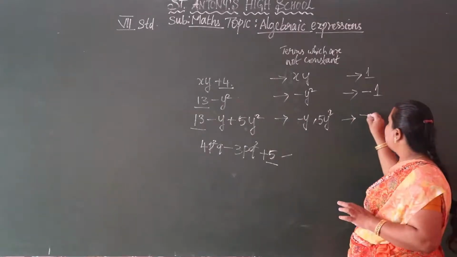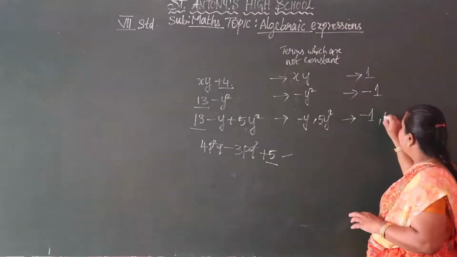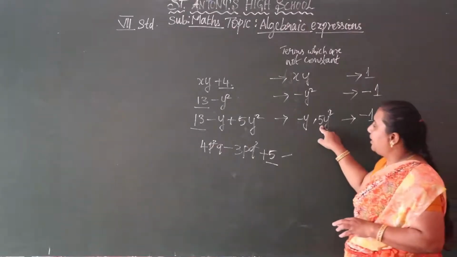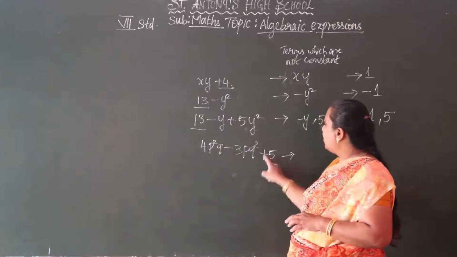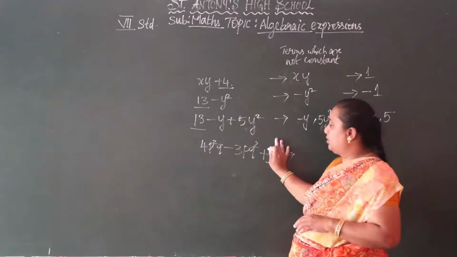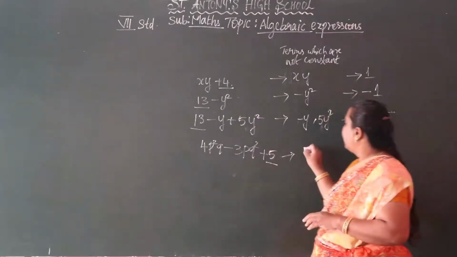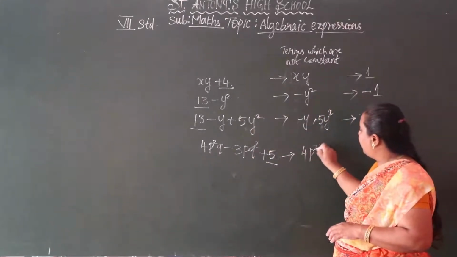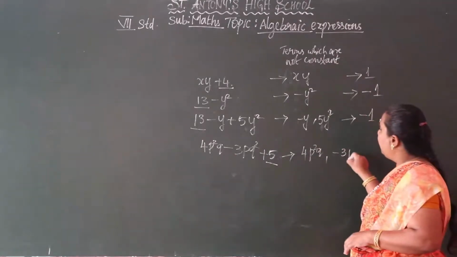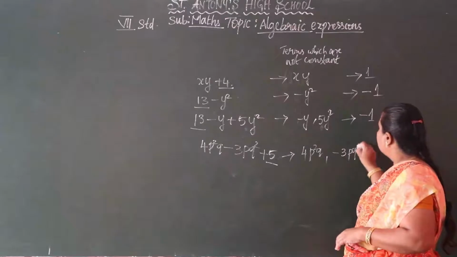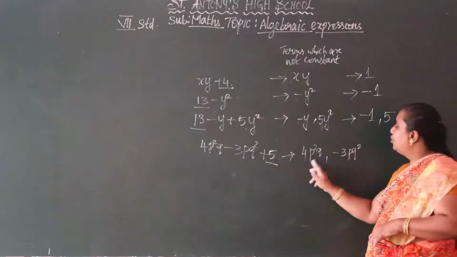Okay, so the first one is minus 1 comma 5. So 5 is the numerical coefficient. Here, 5 is a constant term, so we leave this out. Other than that we have two terms: 4p square q, comma, minus 3p q square. So don't forget to write the comma here. Here we have two terms.